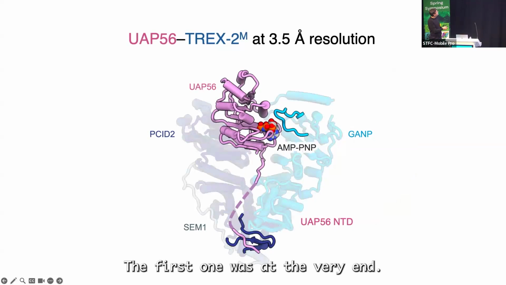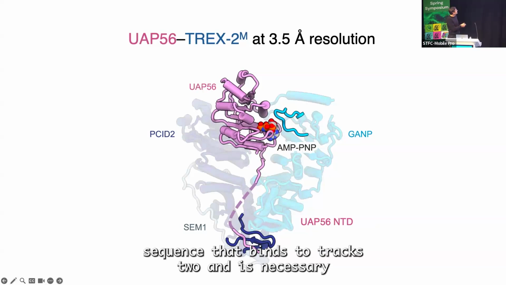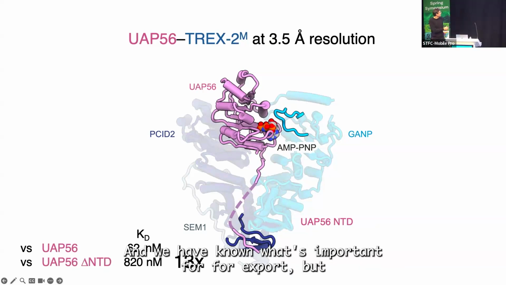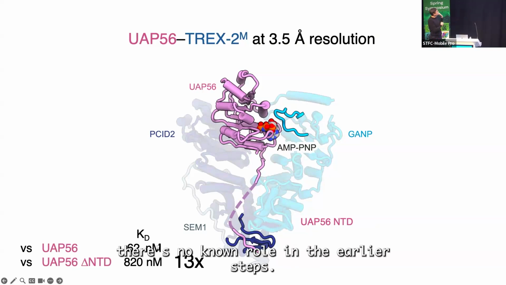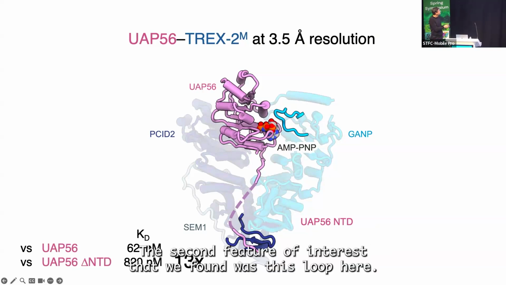The first one was at the very end terminus of this protein is a very unique, but in evolution almost invariant sequence that binds to TREX2 and is necessary in vitro for an appreciable amount of the affinity between these complexes. And we had known it was important for export, but it has no known role in the earlier steps. The second feature of interest that we found was this loop here.